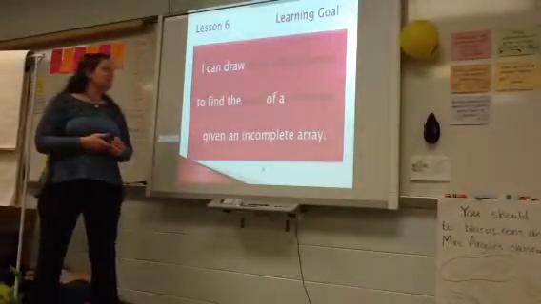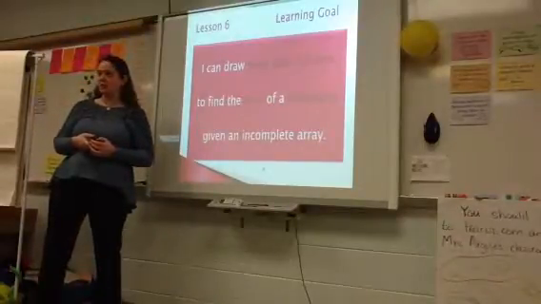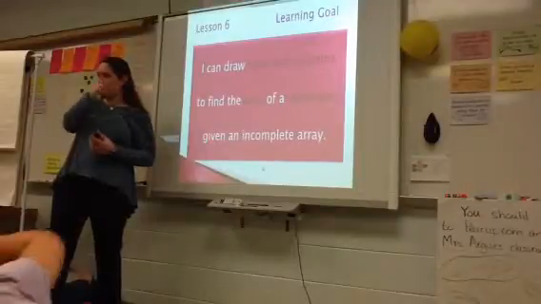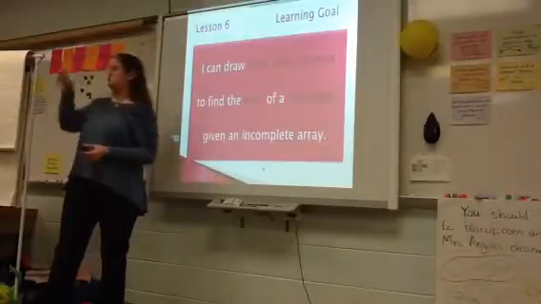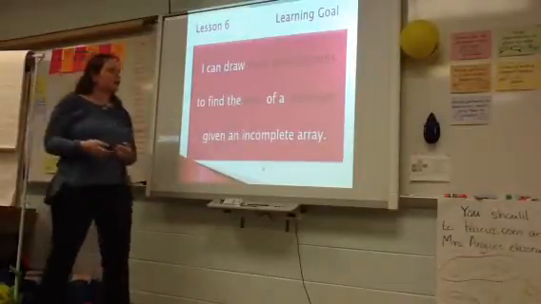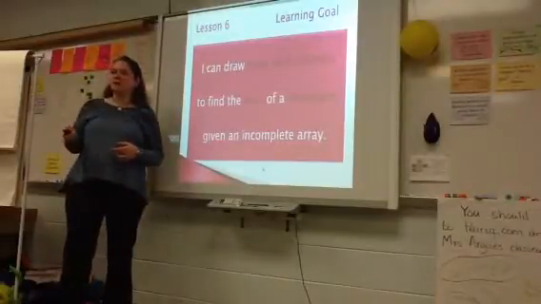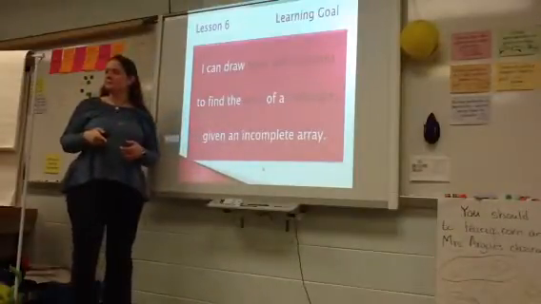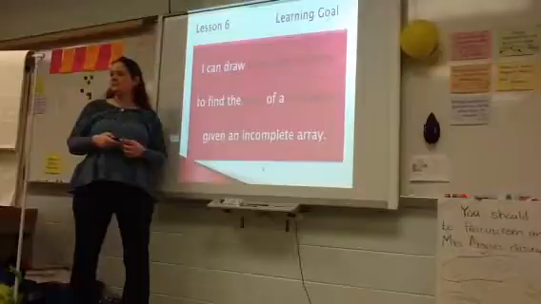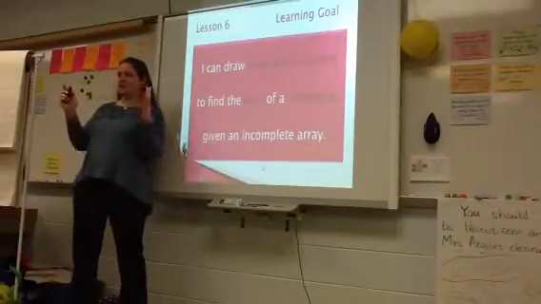Our learning goal for the lesson is I can draw rows and columns. Which way do rows go? Rows go this way. Columns go up. I can draw rows and columns to find the area of a rectangle given an incomplete array. Well, we know what an array is. What's incomplete? Ashley? An array that is not complete, that is not done, it is not fully drawn.